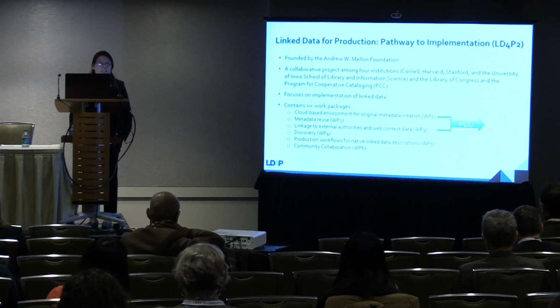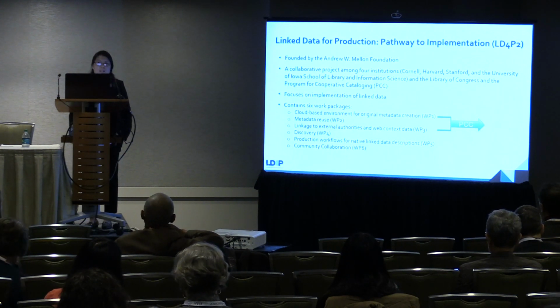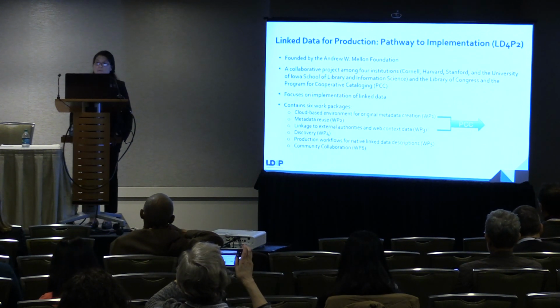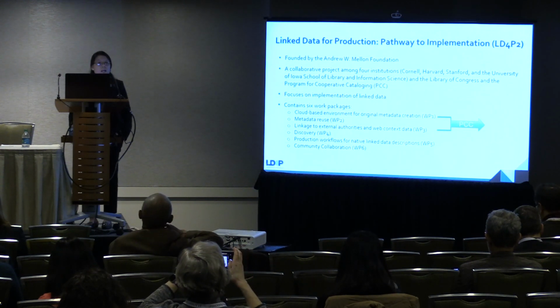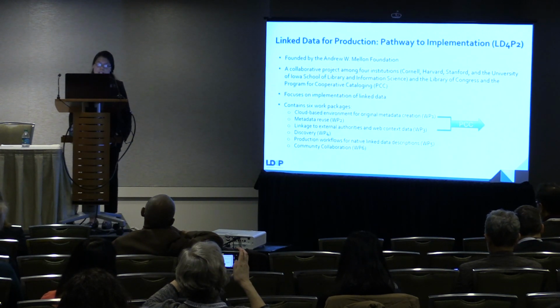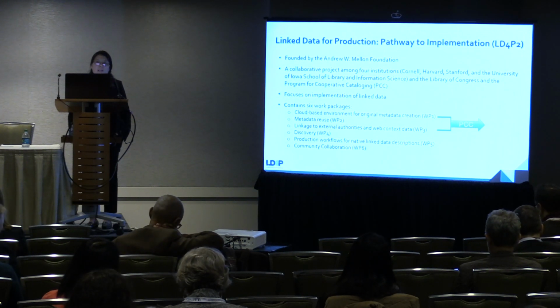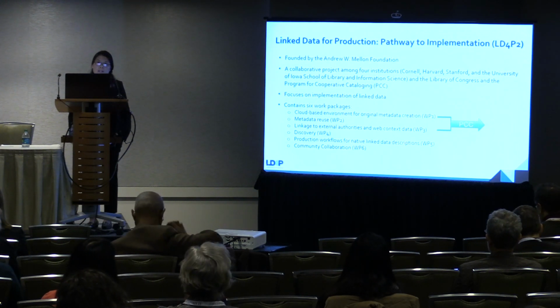The first one is a cloud-based environment for original metadata creation. Thinking about it, that's almost like original cataloging. Second is metadata reuse, which in current terms would be copy cataloging. And the third one is linkage, to provide a linkage to external authorities and web context data, for example, Wikidata. And then also think about how to use linked data to support discovery.